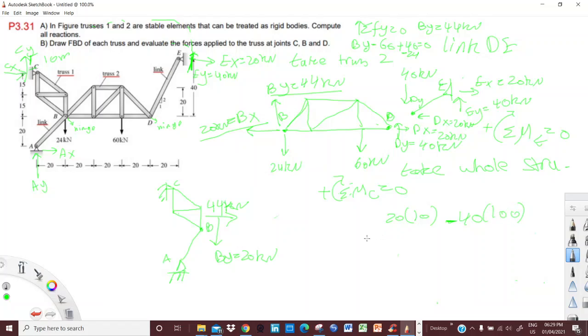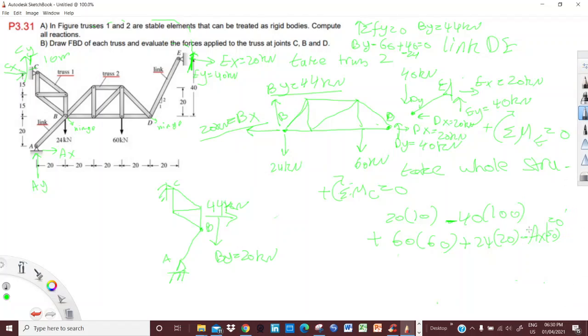And then you have plus clockwise 60 kilonewton times 60, and then plus 24 clockwise times 20, minus ax times, how much is this? 30, no, 40, 50, times 50, equal to 0.